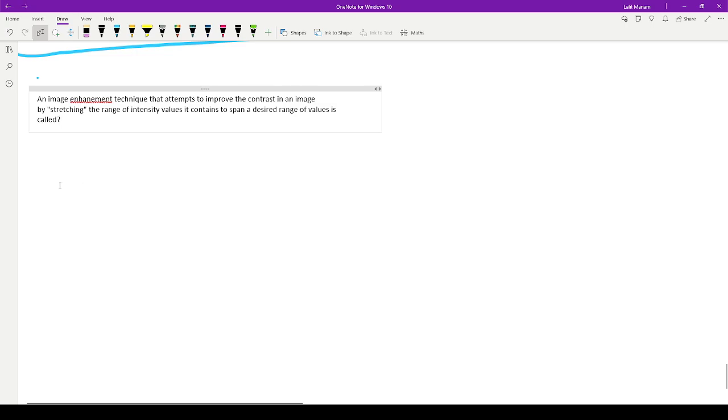An image enhancement technique that attempts to improve the contrast in an image by stretching the range of intensity values it contains to span the desired range of values is called what? Okay, so we have 4 options here. What is non-histogram equalization? Has anyone heard of it?